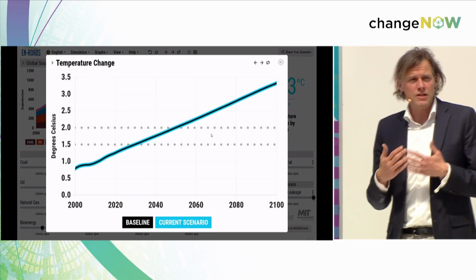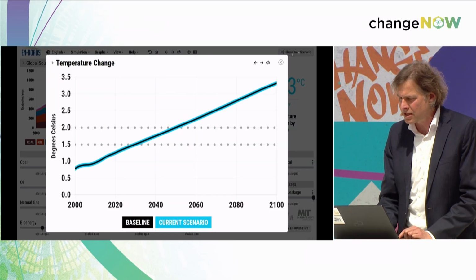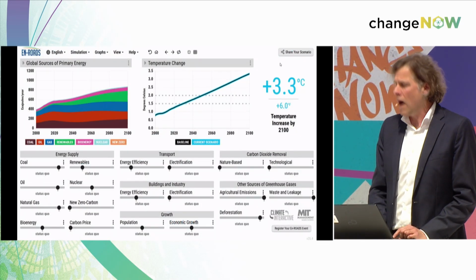In this baseline scenario, we're going to blast through the 1.5 degree target of the Paris Agreement at the end of this decade. And it continues and blasts through the second goal of the Paris Agreement, 2 degrees, by the mid of the century. And it just continues on that path without slowing down, 3.3 until the end of this century. This is unacceptable. Now, why?